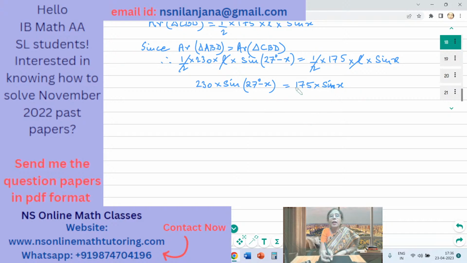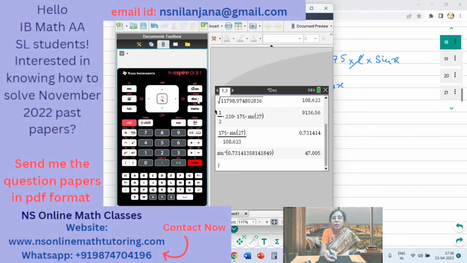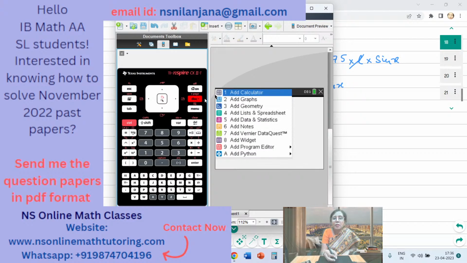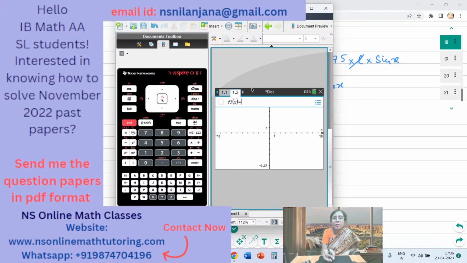Okay? And we can plot the two graphs and find the intersection point. That is what we will be doing, at least I'll be doing. And we could solve this in some other way also, taking half times base times height. But let me first of all complete this. Now we will be going to the graph part, add graphs.